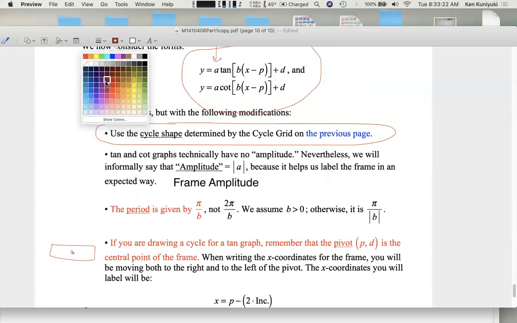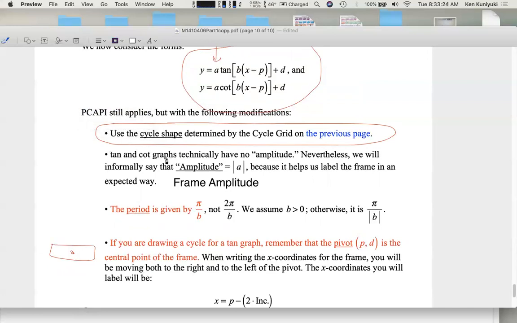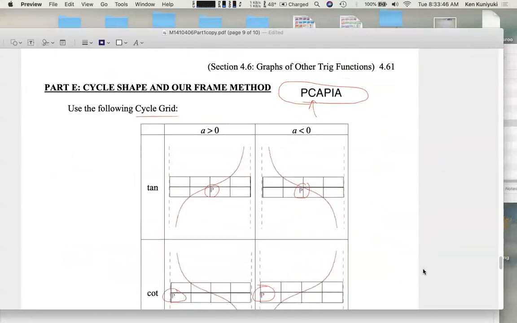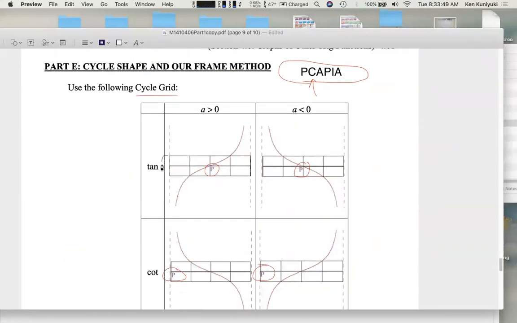Also, tangent and cotangent technically have no amplitude because remember, these snakes were infinitely tall. Instead, I'm going to talk about a frame amplitude, and that's given by the absolute value of A. So instead of amplitude, I'm going to refer more to a frame amplitude, which is half the height of the overall frame. So basically, the frame amplitude would be this height over here, half the height of the frame. This helps us get the quarter points on the graph.